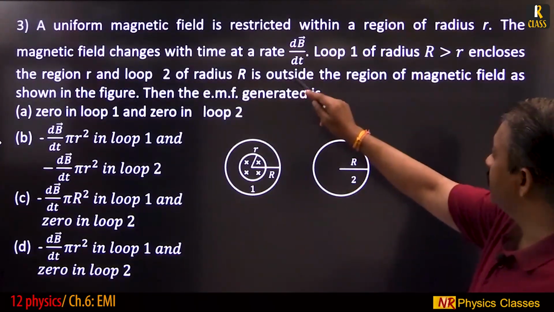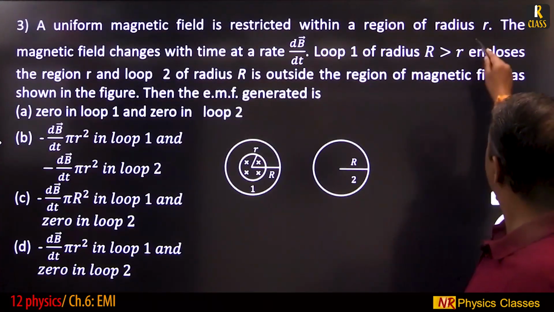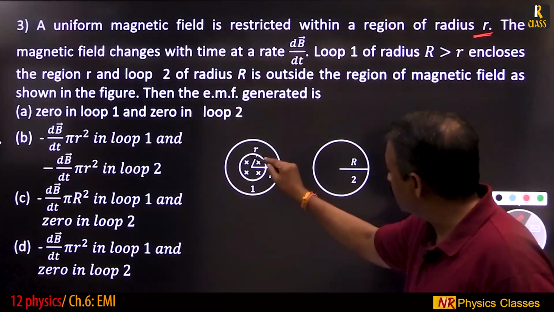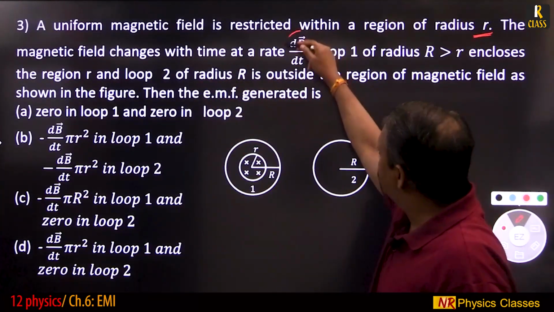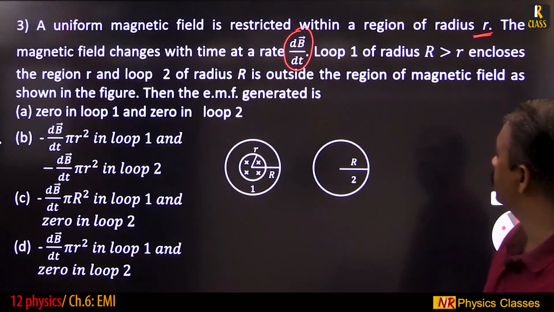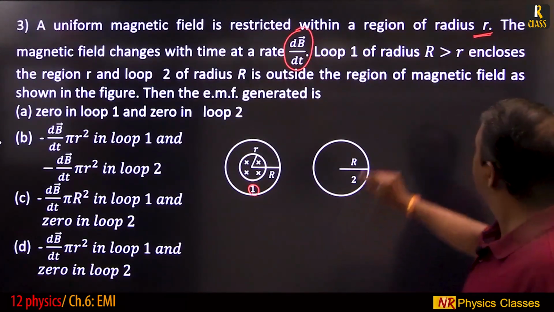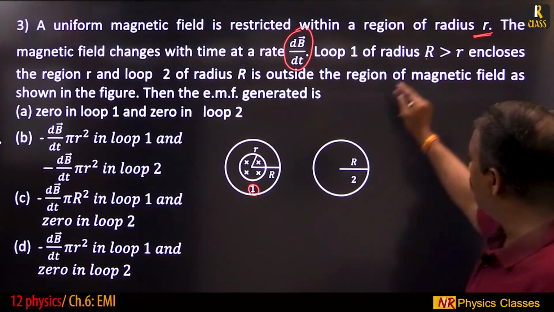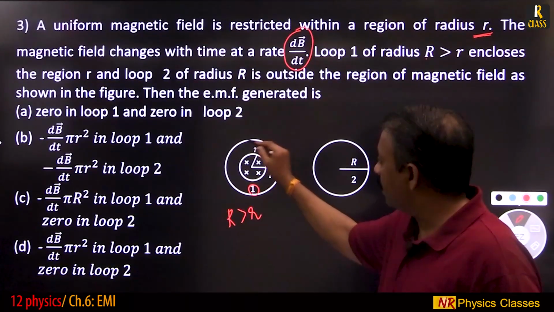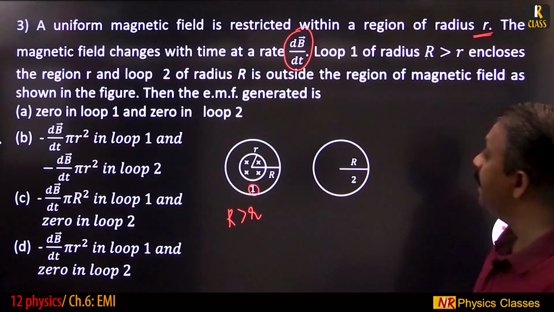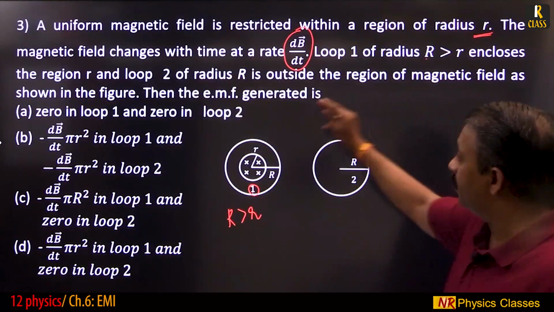A uniform magnetic field is restricted within a region of radius r. Small circle r. The magnetic field changes with respect to time at the rate of dB by dt. This is loop 1, with radius R greater than r. The inner loop is small r, the outer loop is capital R. Loop 1 encloses the region r, and loop 2 is outside the region of magnetic field.